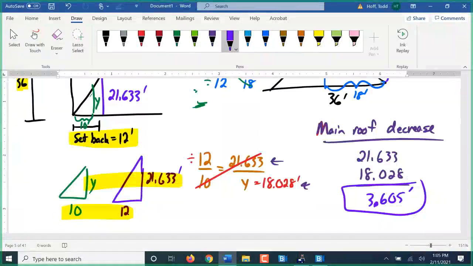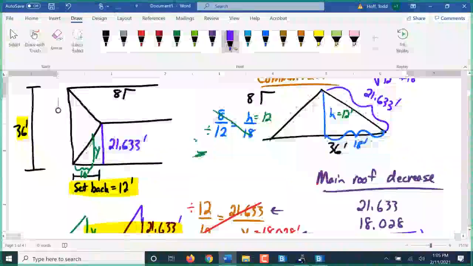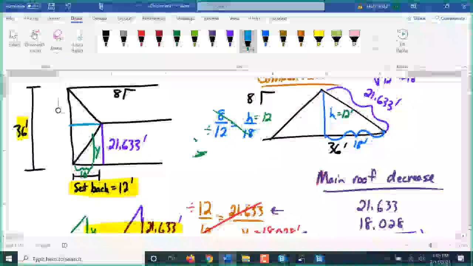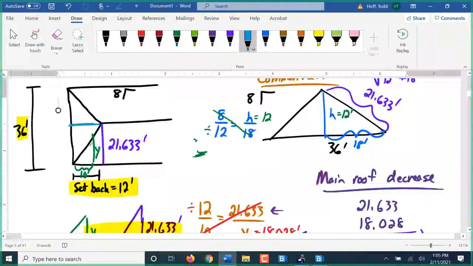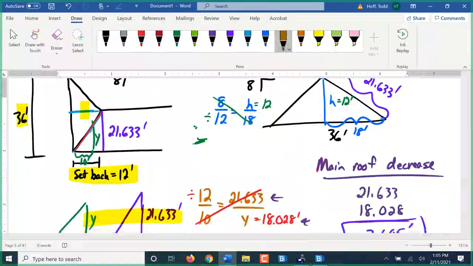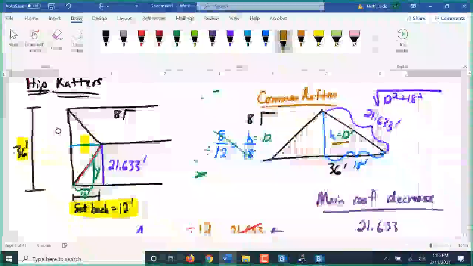So 3.605 feet. Now we have to look at the other side, the hip roof side. First piece of information we need there is the length of this longest hip rafter, or longest hip jack, I should say. The hip rafter is technically the one that goes down the corner here. Find the length of that longest jack. That's this one again. We're going to look at the side view of it. Looks like this. Our setback is 12 feet. We know that. The height is the same as the height of our common. That's also 12 feet.